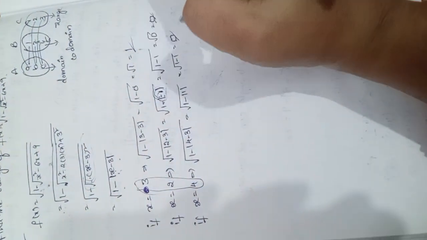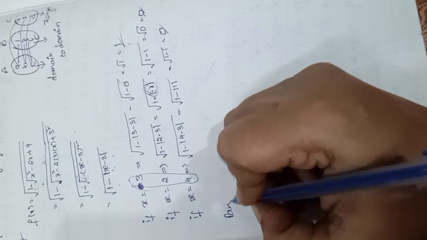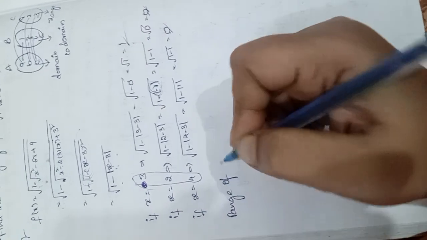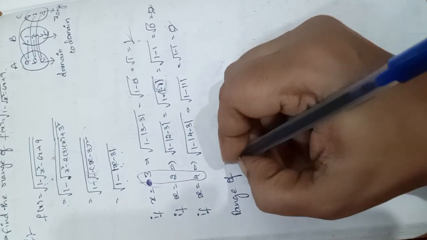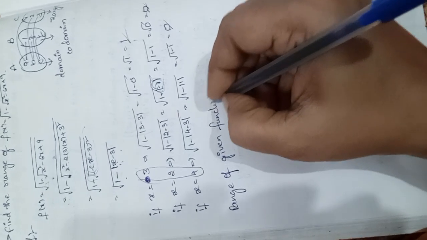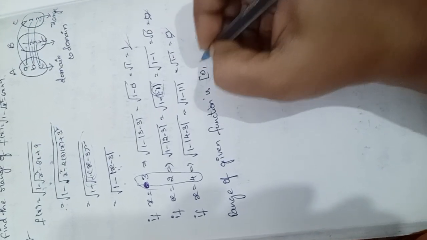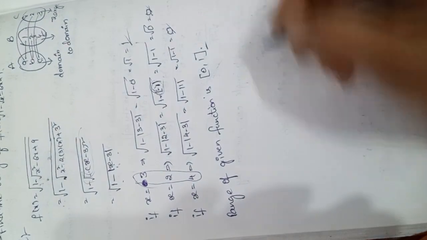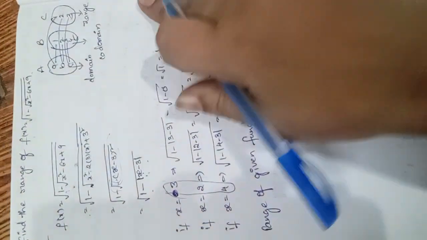So what will be the range for this function? Range of the given function is 0 comma 1. Understood?